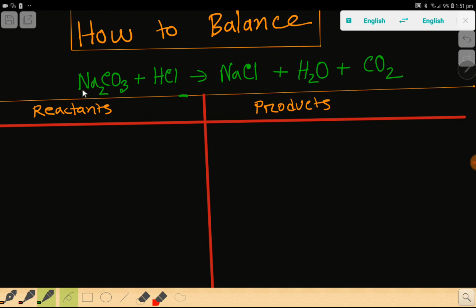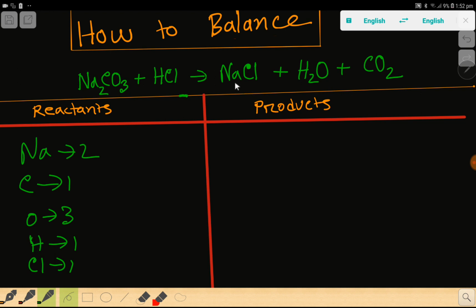On the left hand side we have sodium, which is 2, then carbon, which is 1, then oxygen, which is 3, and here we have hydrogen, which is 1, then here we have chlorine, which is also 1.